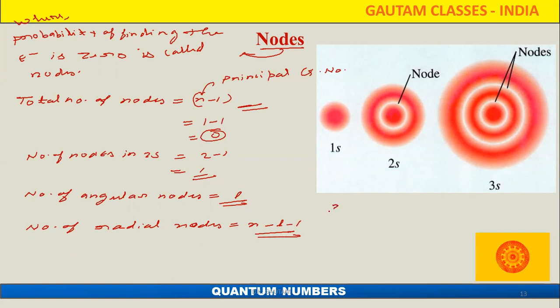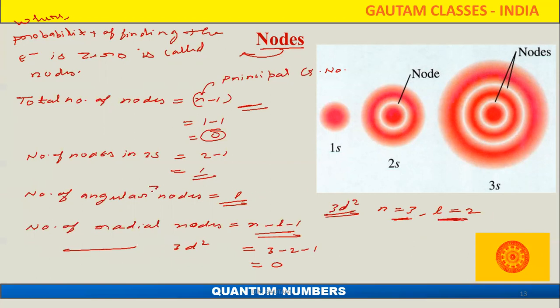If 3d2, that is the electronic configuration, is given here, and they are asking how many radial nodes are present in that case. So the n value is given as 3. What about the l value? The l value is 2. So the number of radial nodes in 3d2, we can say, is 3 minus 2 minus 1, that means a total of 0 radial nodes are present.